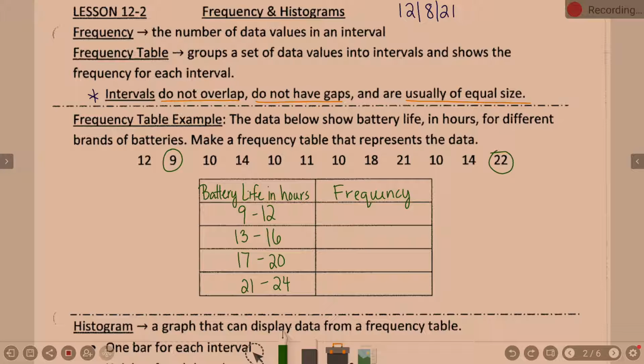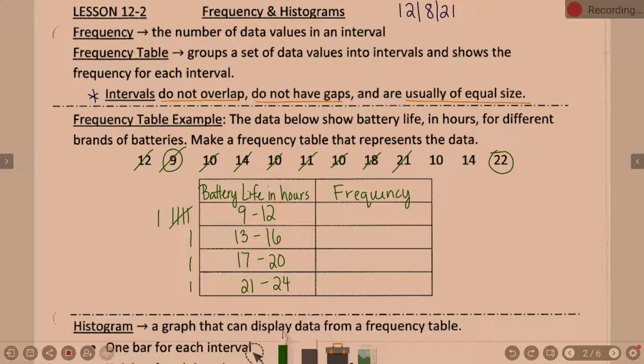Yeah. Like, there's a 12. There's a 9. 10 falls there. 14 in the next category. 10 in that category. That 11 is going to make me cross with 5, right? Is this okay with you? So 10 is going to be another one in the 9 through 12 category. 18 gets to go somewhere different. That's down in the 17 through 20 category.